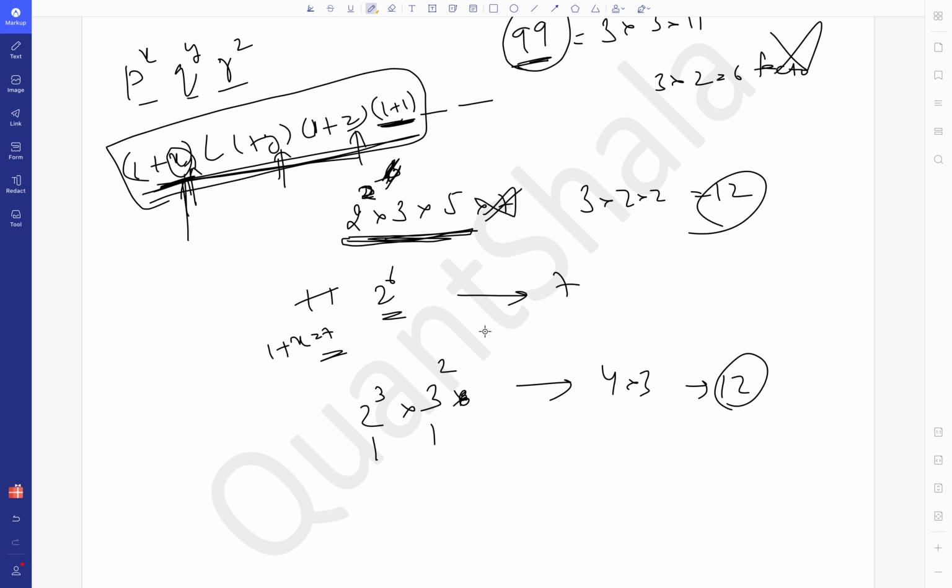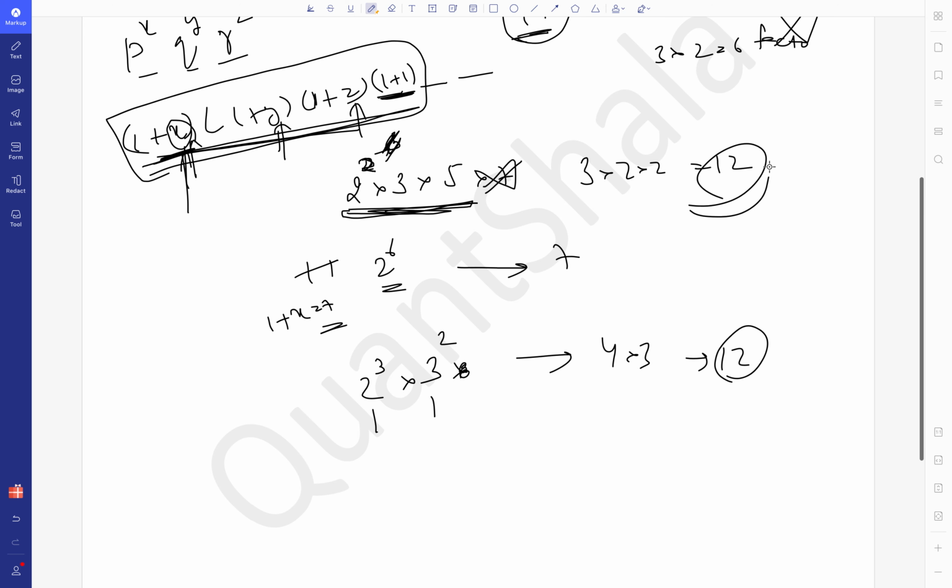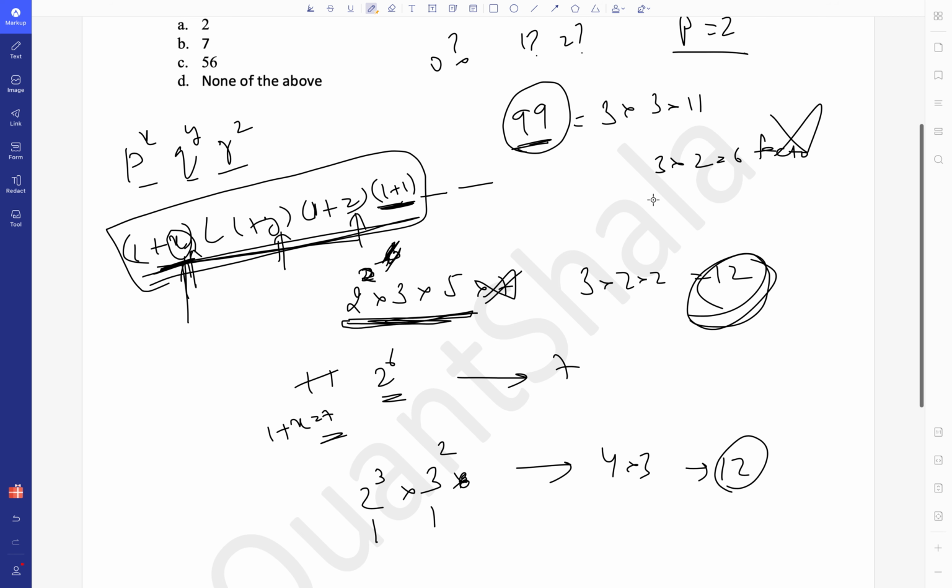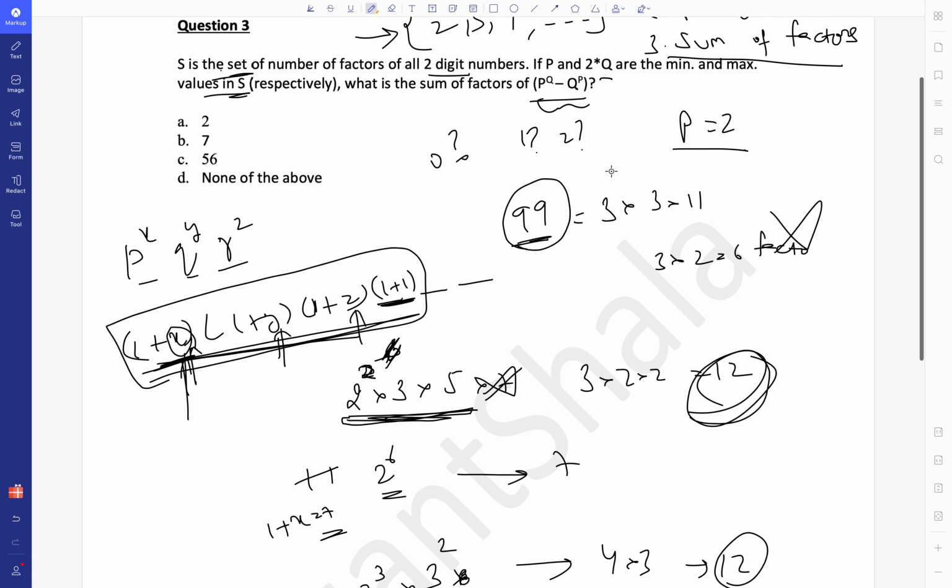You can try a few other numbers, but I've mostly covered all the cases. So we know that the maximum value in S, or the maximum number of factors that a 2-digit number can have, will be 12. So Q is 12? No, 2Q is 12. That means Q is 6. So P is 2, Q is 6.